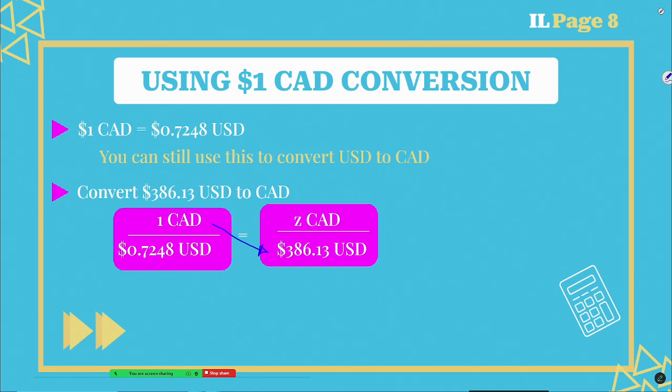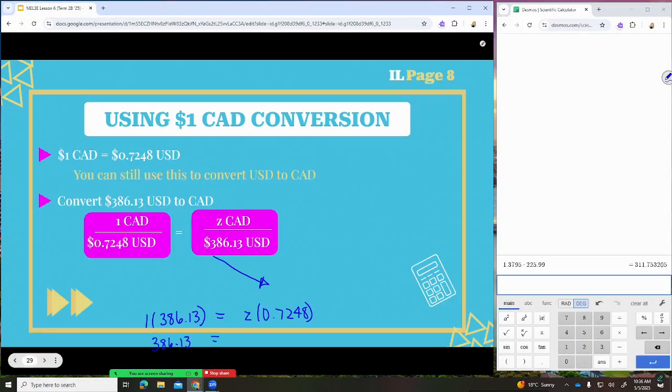We want to know how much $386.13 American is in Canadian. So we're going to cross multiply. Well, 1 Canadian gives us 1 times 386.13, which is equal to Z, that's our unknown, times 0.7248 USD. Oh, I should make this smaller or it's going to be hard to see. I've run out of room. So let's try that one more time. We're still cross multiplying. 1 times is just going to be 386.13, and that's equal to Z times 0.7248 because we're cross multiplying.